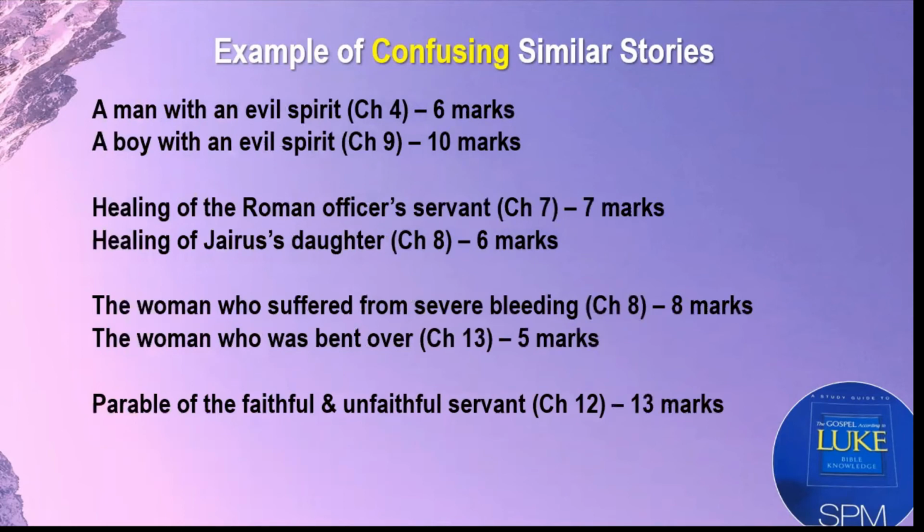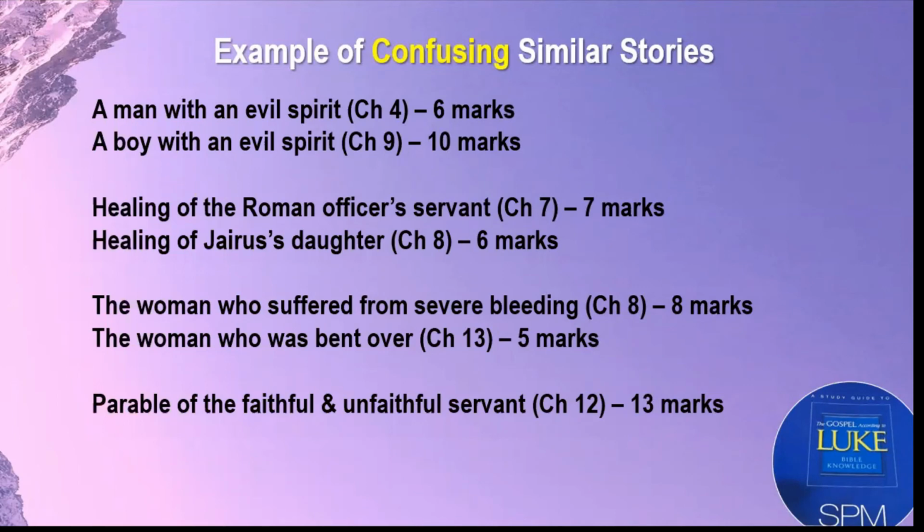Now, let me give you some more extras. A man with an evil spirit and a boy with an evil spirit. How do you differentiate? Now, this one is so similar. A lot of the actions are the same. The evil spirit threw the man down, the evil spirit threw the boy down, and you begin to get confused. Now, which is which? By putting them side by side, you can memorize and remember both stories better, and you can separate the stories. And when you rewrite it, it will be easier for you to answer the questions, all right? Healing of the Roman officer's servant, healing of Jairus' daughter. Which one died? One was alive, the other one died. Which one is which, you know?